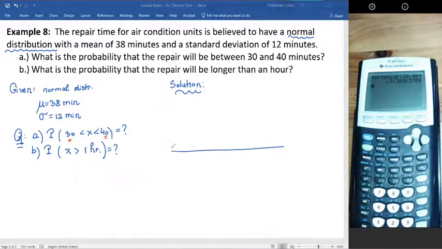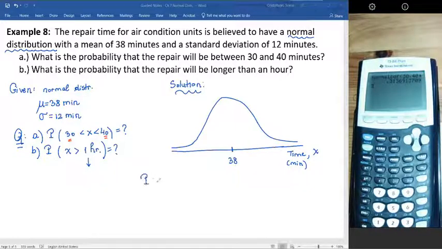So let's do that. Here it is, my new graph. Again, we're talking about time, which is given in minutes. This is X. And right here in the middle, we have 38 minutes, which is the mean. And we are looking for the probability that the repair time will be longer than an hour. Because our information is given in minutes, we'll have to make sure we convert this to minutes. So actually, to answer this question, I'll say probability that X is greater than 60 minutes.